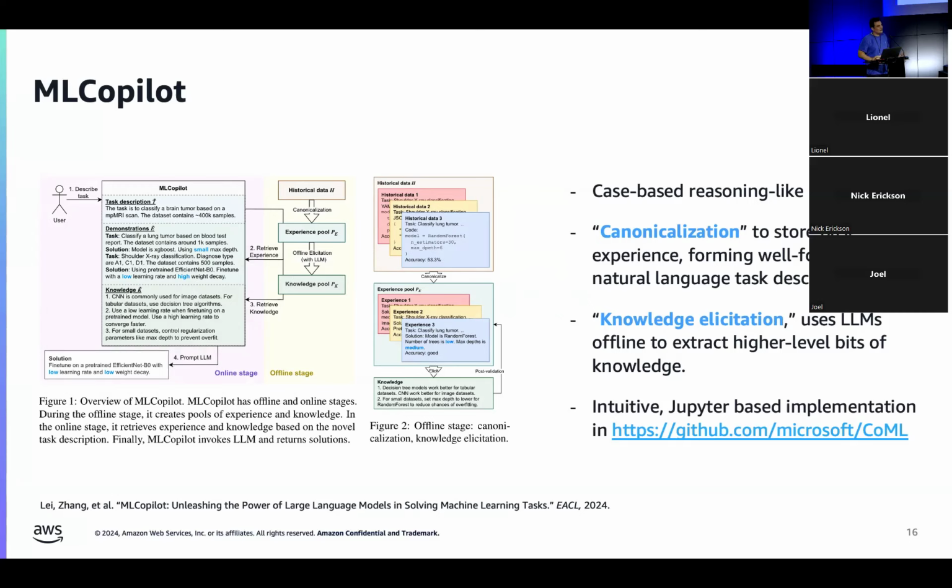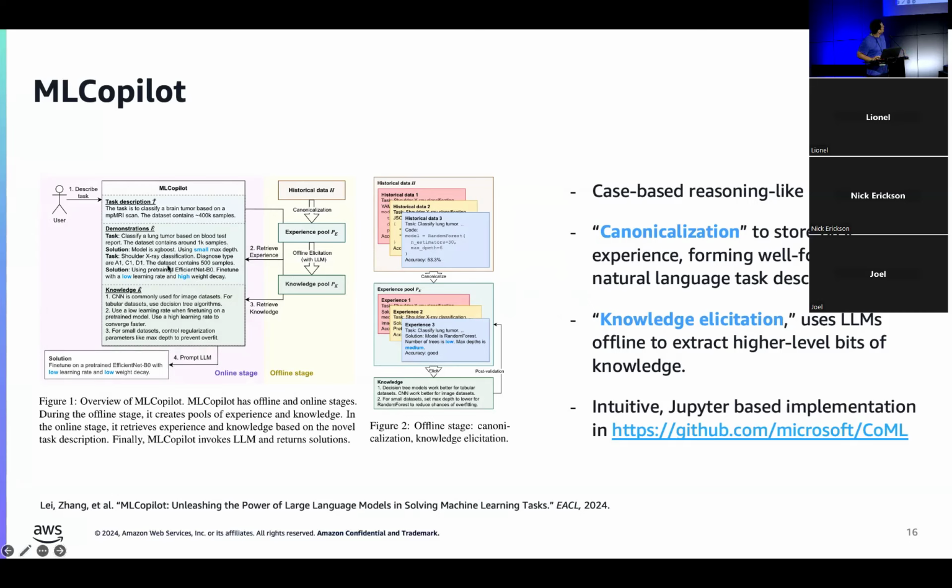And then they also have another process to visit this experience bank and come up with even higher level stuff, right? So like CNN is commonly used for image data sets. So this is another approach that was taken, and there is a very fun Jupyter-based implementation online if you'd like to play with that. With your permission, I will skip ML Agent Bench and move straight to AutoGluon Assistant.